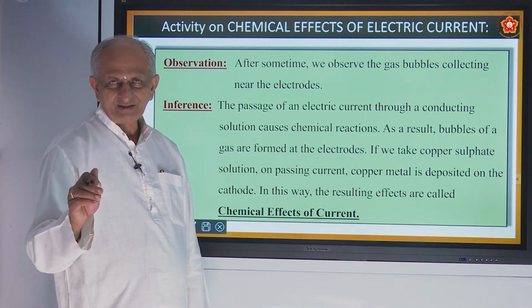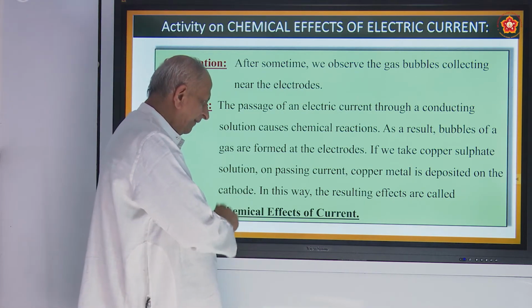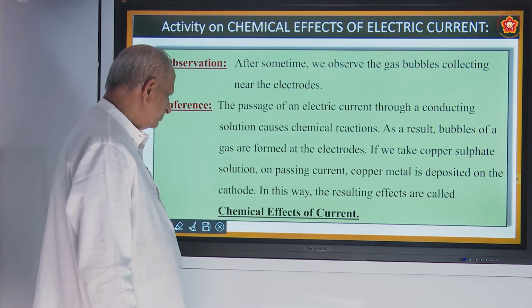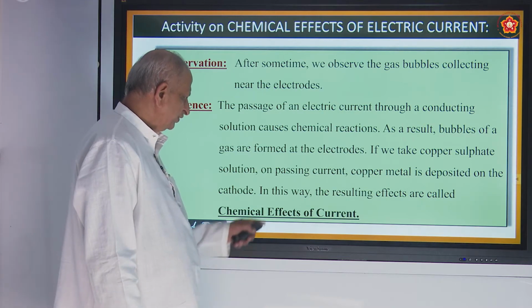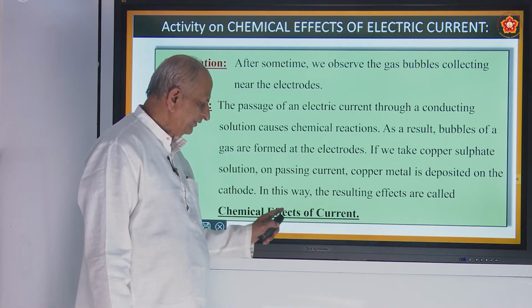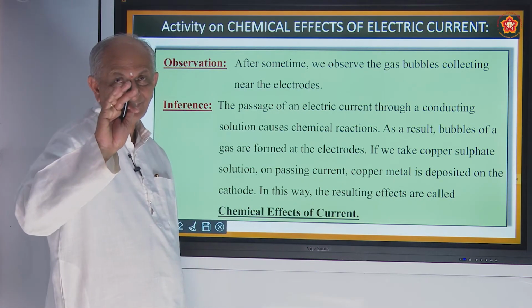If you take water, you get hydrogen and oxygen gas. If you take copper sulfate, you get copper and sulfate. So copper will be deposited at the cathode. In this way, the resulting effects are called chemical effect of electric current.